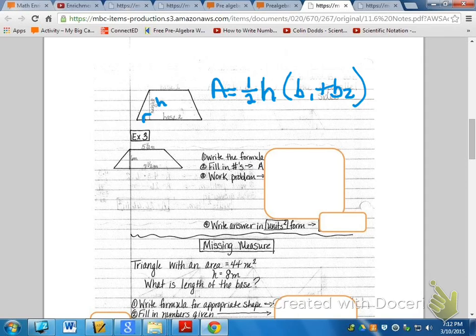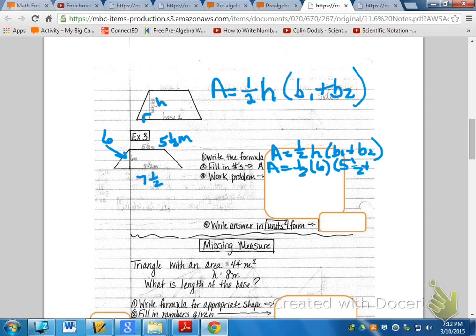All right, let's look at example 3. I have a height, I can't hardly read it, it looks like a 6. This base is 5.5 meters, and this base is 7.5 meters. So this one's a little more complicated than the rest, so it takes a little more time. I'm going to write my formula. Area is 1/2 times height times (base 1 plus base 2). Fill in the appropriate numbers in the right spots. So the height is 6. And then base 1 plus base 2, I've got to write 5.5 plus 7.5.